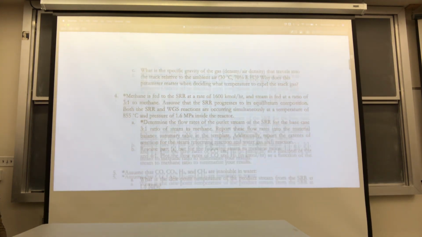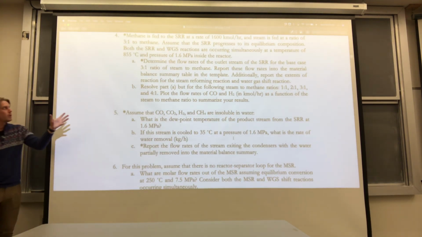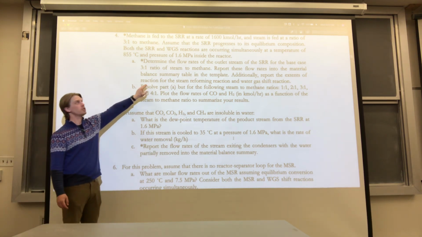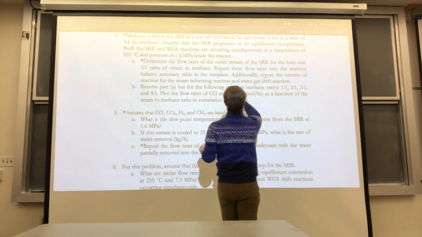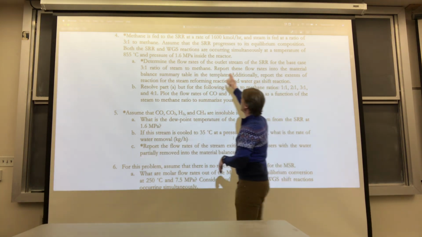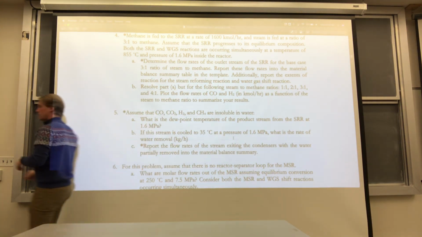Going back to number 4, our first star problem. So this 3:1 ratio is the actual process conditions, and I have a little star, and then I'm telling you to report these flow rates into the material balance summary table in the template. So I'm going to quickly switch over to that template.